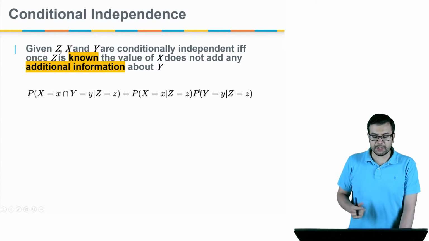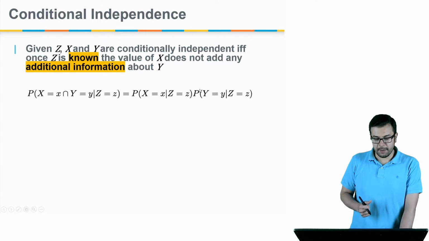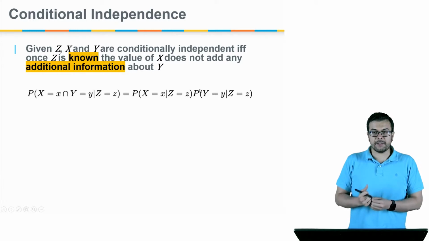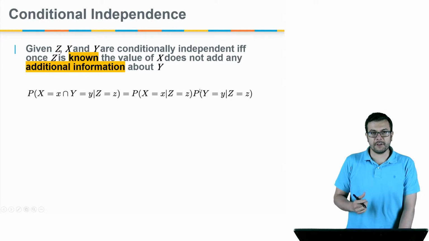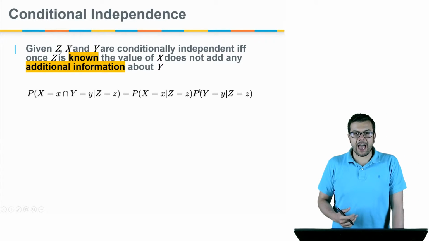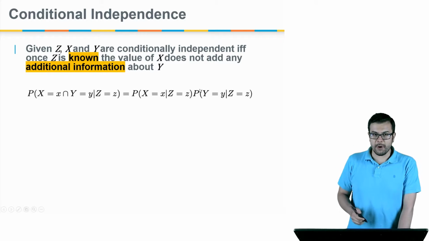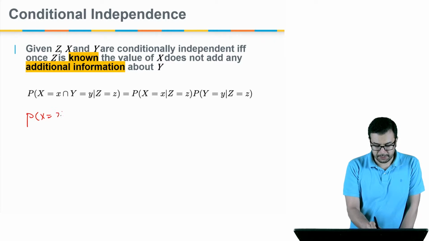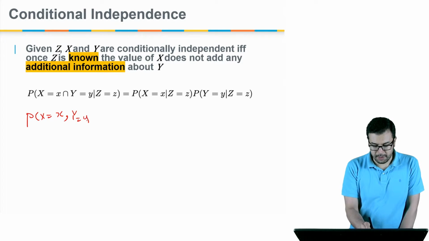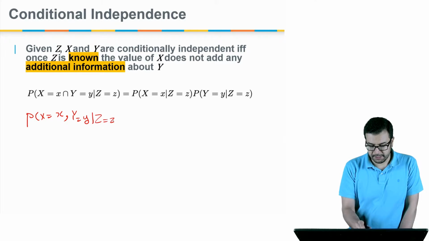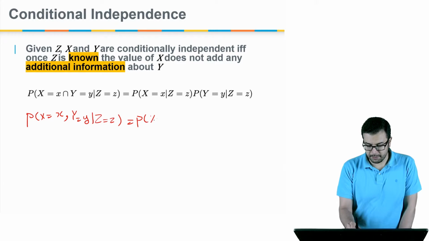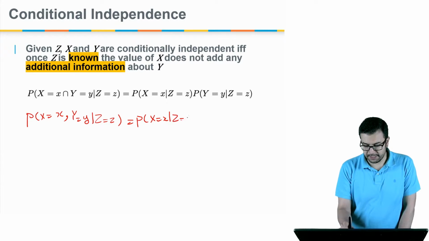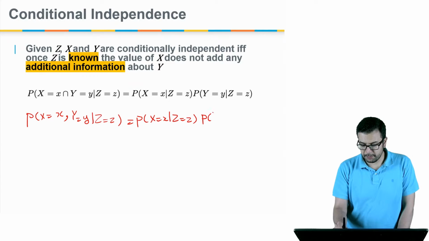Let's think about conditional independence along this same definition. We can say that x and y are conditionally independent given z if and only if knowing z does not add or delete any additional information. And this is how we write it. Given that the probability of x equals x and y equals y, given z, we can say that the probability of this event given z will be multiplied by the probability of y given z.